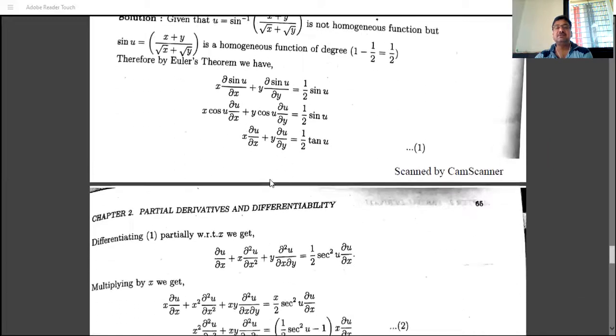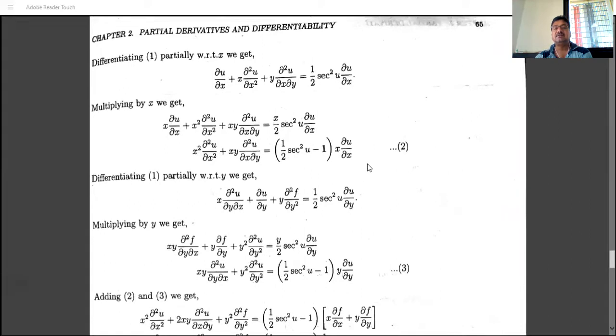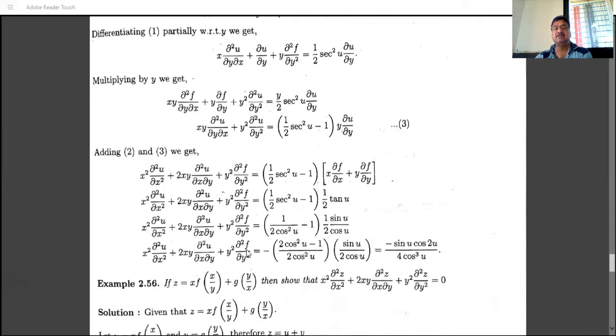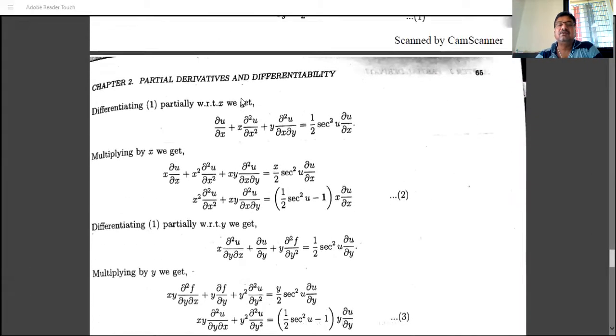Then differentiate this equation with respect to x and y, and multiply by x and y, that gives equations number 2 and 3. Adding 2 and 3, we get the answer. This problem was already solved in the previous lecture. What is the derivative of this function?